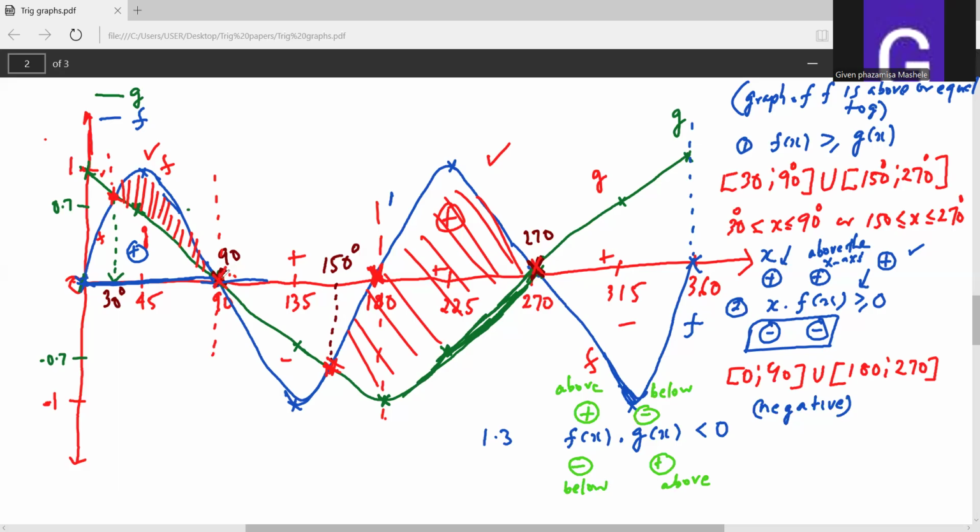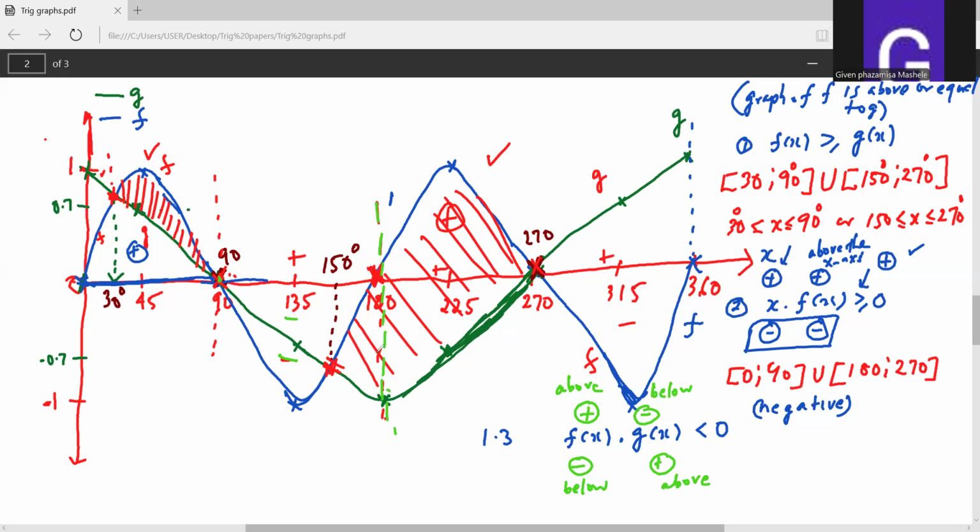From 0 to 90, both f and g are above, so it's not what we want. And from 90 to exactly 180, g is below the x-axis, and so is f, which means they're both negative. It's not what we want. So it's actually the opposite of the first one. All right, then now we're going to check.